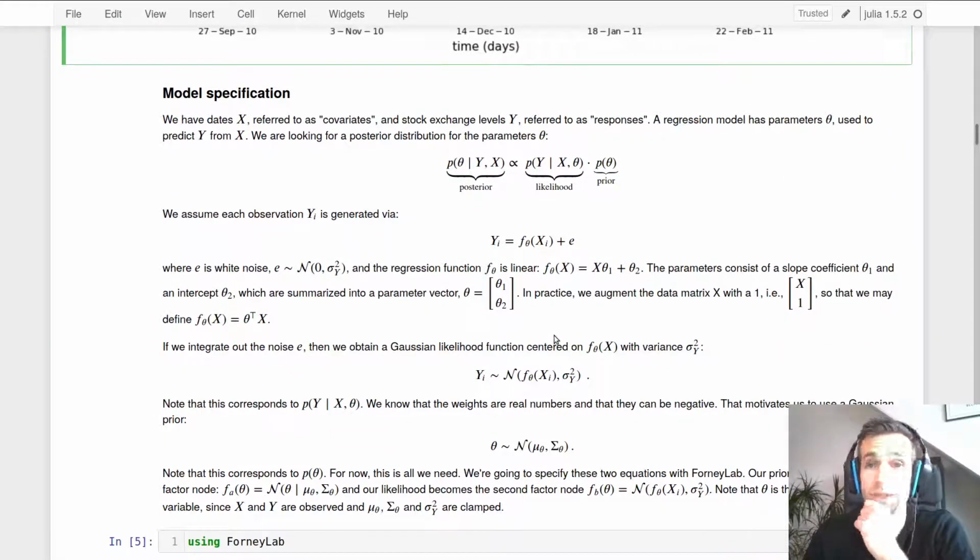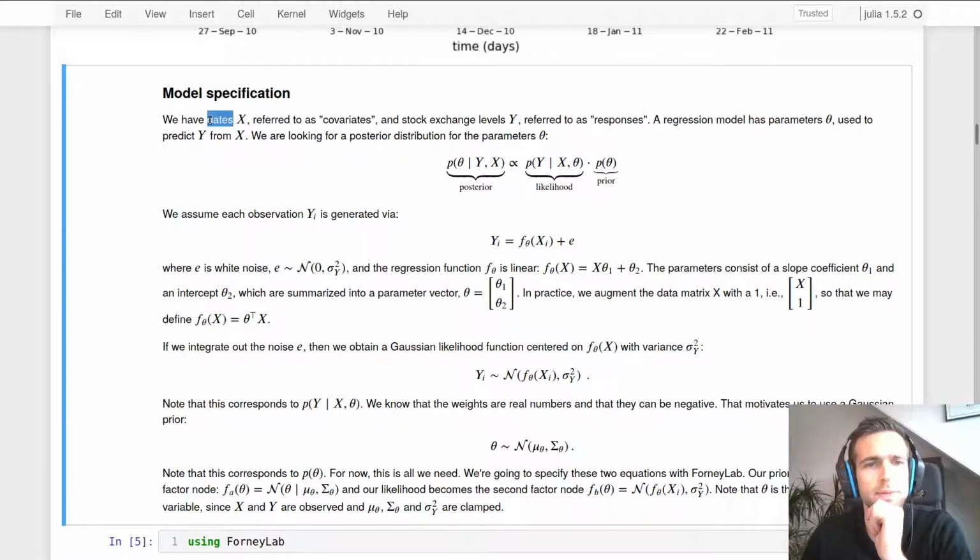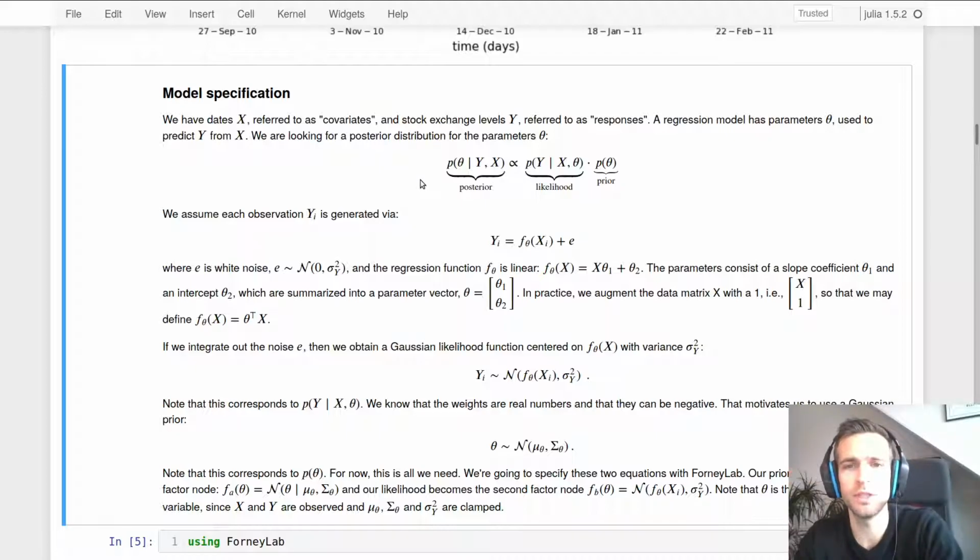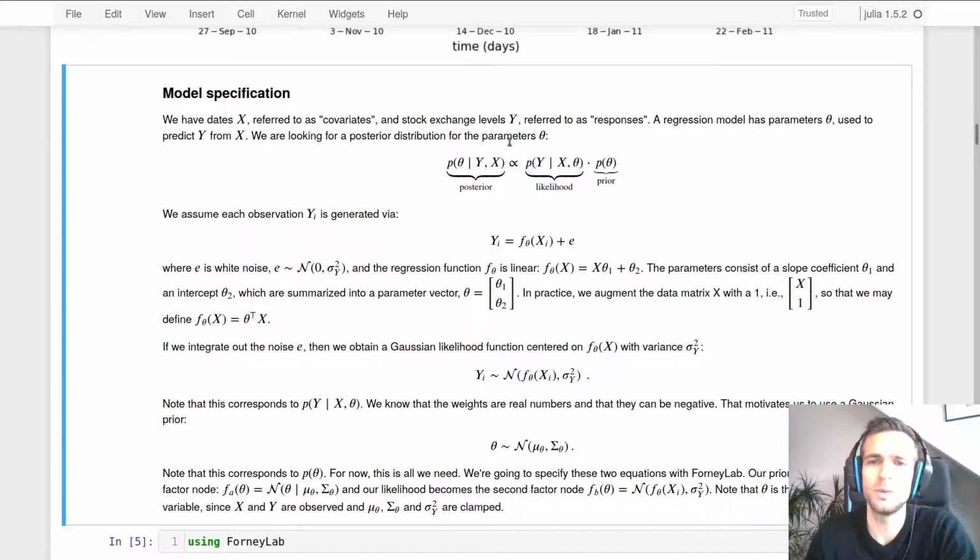So the model specification part: we have input data x, in this case the dates, which we are going to refer to as covariates, and we have output data y, in this case the stock exchange levels, which we're going to refer to as responses. A regression model has parameter theta used to predict y from x. And what we're looking for is the posterior distribution of these parameters theta given the observed data y and x, which we say is proportional to the likelihood times the prior. So the likelihood of y given x and theta times the prior for theta.